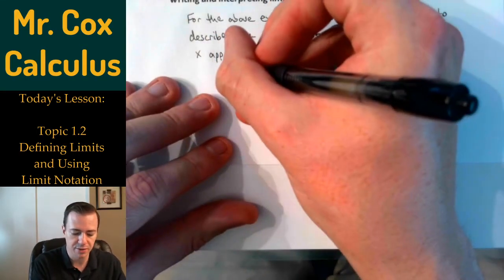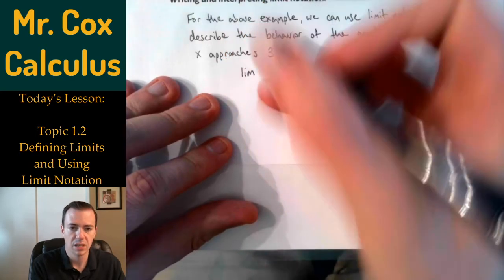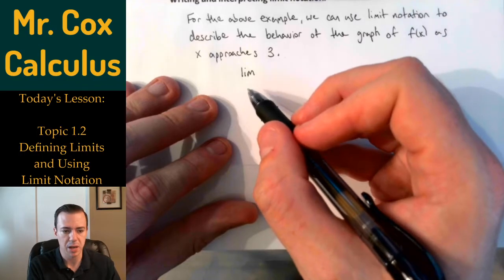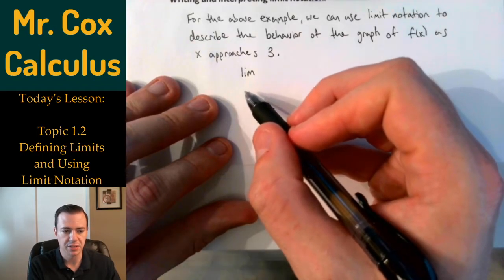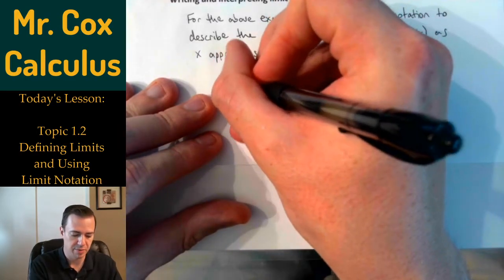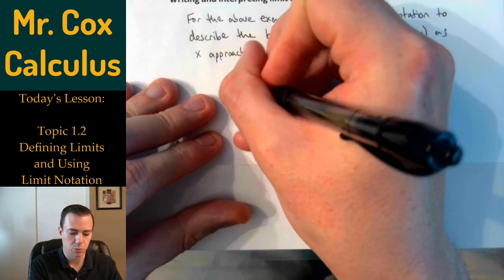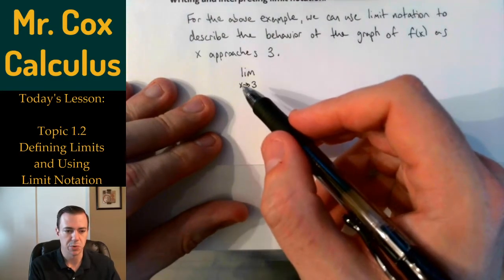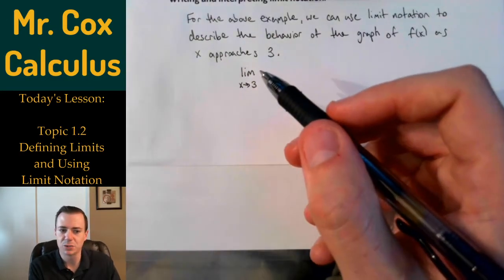So we want to say the limit, and underneath limit, being abbreviated LIM, directly underneath that, you're going to describe what's happening to the independent variable. So we're going to say the limit as x is approaching 3. And that's how you would read that. The limit as x approaches 3. You have to be describing something.